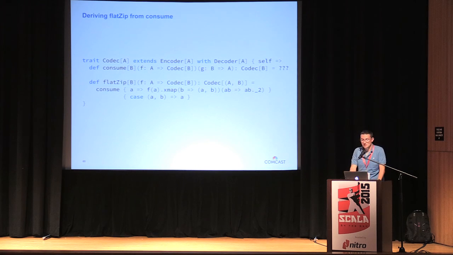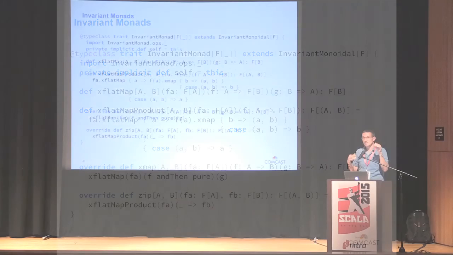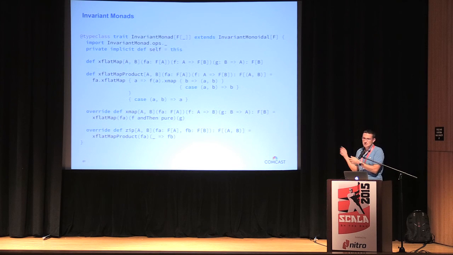But this comes up all the time in binary codecs as well. In fact, one of the first examples I showed, the MPEG header format, used that flat prepend operation. Flat prepend is actually just another version of flatzip that handles some slightly different structure. So anyway, it turns out you can abstract over the ability to consume in flatzip. The problem with the names consume and flatzip is they're very specific to the use cases that they came from in S Codec.